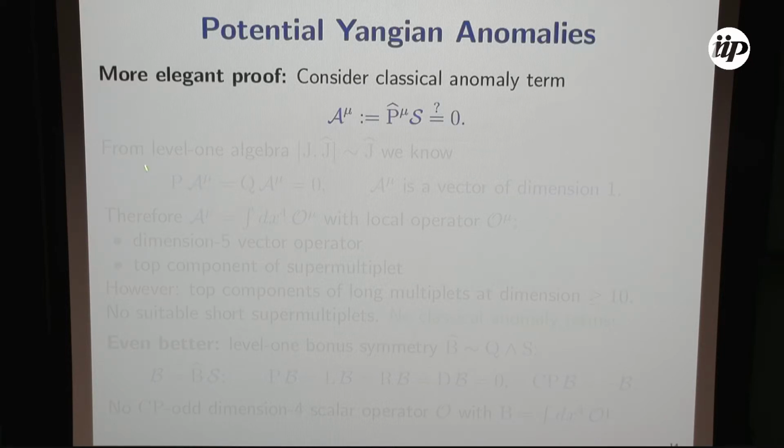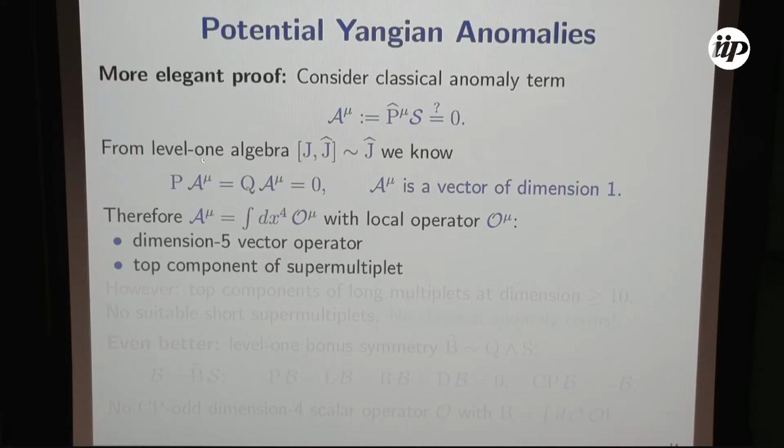I can also show you a more elegant proof of integrability in terms of some sort of classical anomaly terms. If I say p hat acting on the action is something which I call A, and I want to check whether this A is 0, I can also consider the algebra. So the algebra says that the level 1 generator should transform in the adjoint of level 0. And so in that sense these A mu terms should also respect the representation theory, should respect this relation more or less.